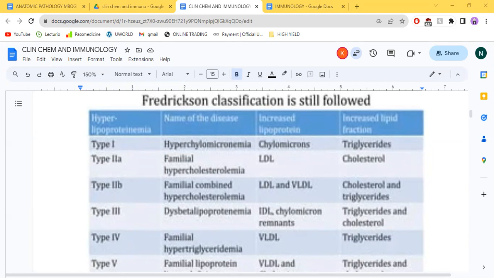The increased lipoprotein is LDL, and the increased lipid fraction is cholesterol. So cholesterol will be very high for this person. Then type 2B, familial combined hypercholesterolemia, we have high LDL and VLDL, very low density lipoproteins and low density lipoproteins. What's increased here is cholesterol and triglycerides. Then type 3, dysbetalipoproteinemia, with LDL and chylomicron remnants, and the increased lipid fraction is triglycerides and cholesterol.